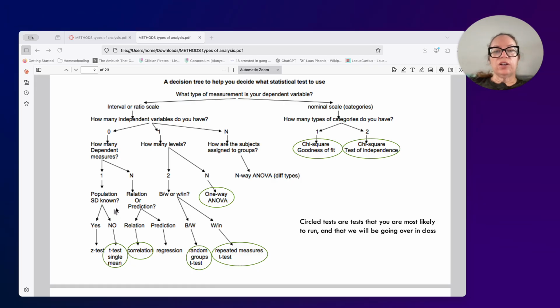We have nominal, ordinal, interval, and ratio data. That will be indicated here. If you look up top, that's our first distinction. Do you have interval or ratio data, or do you have a nominal scale? If you follow the line down here, you think of how many predicting groups you have, what type of data you have, and what is your outcome versus your predictor.